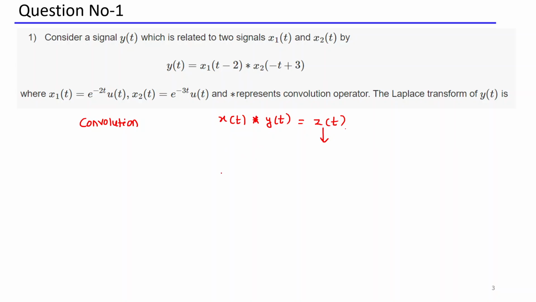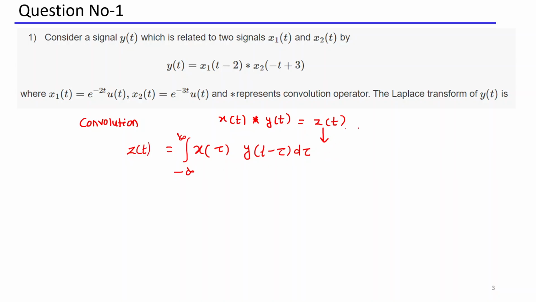So let me define this convolution. It can be represented by this equation: the integral of x of tau times y of t minus tau, d tau, with the integration taken from minus infinity to infinity. This is the definition of convolution. If two signals are convolved and you get some output z of t, then this z of t can be represented by this equation.